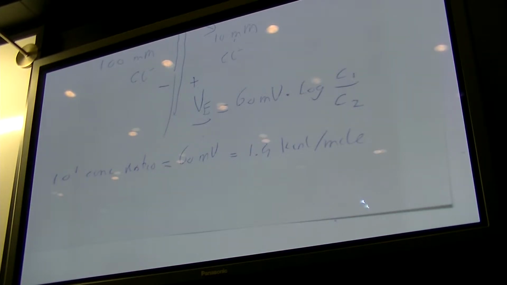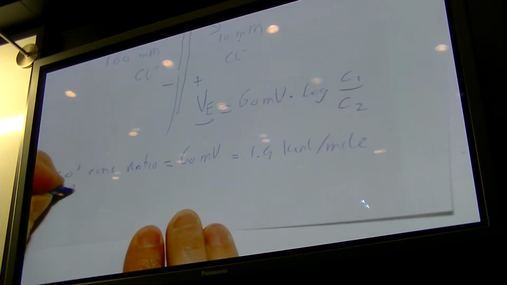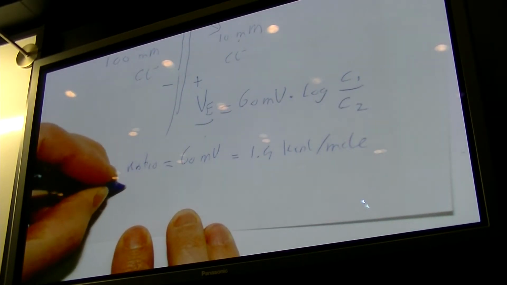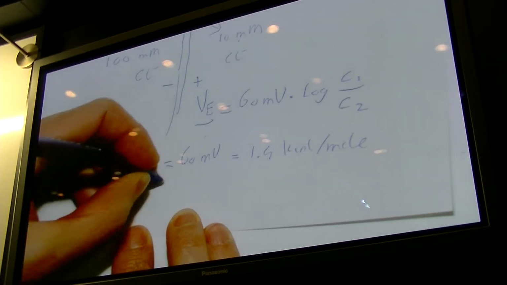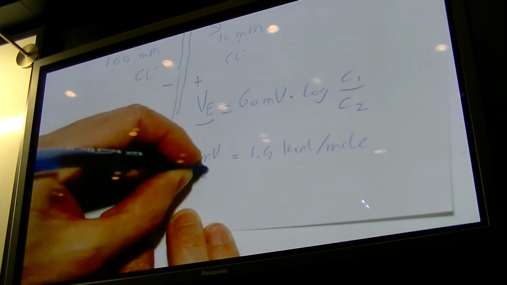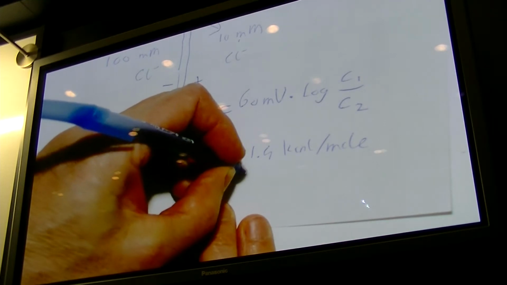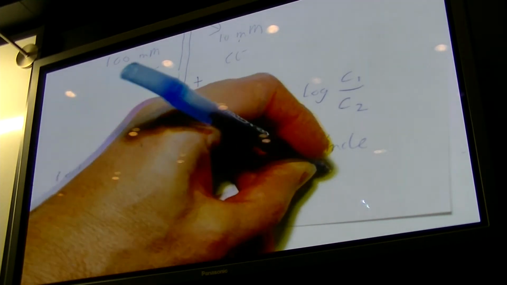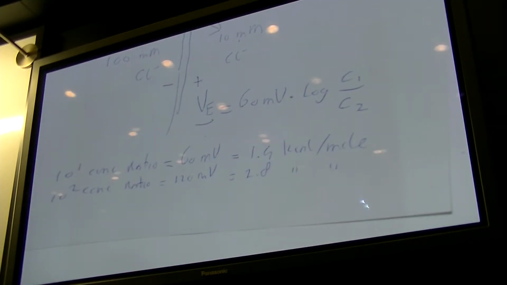And we can call that one package of energy. And we can extend this and say, well, if we have a 10 to the second concentration ratio, that equals 120 millivolts equals 2.8 kilocalorie per mole, and that equals 2 packages, and on and on. And once you've arrived at that conclusion, you suddenly understand a lot of things.